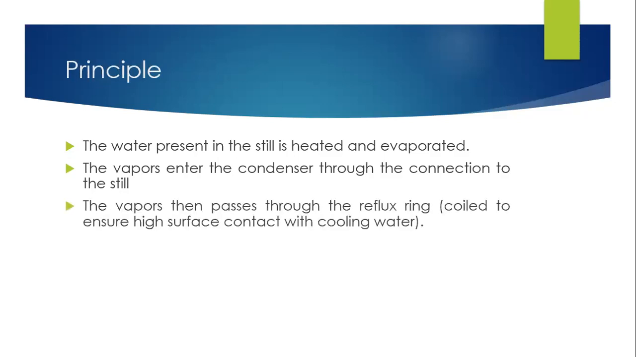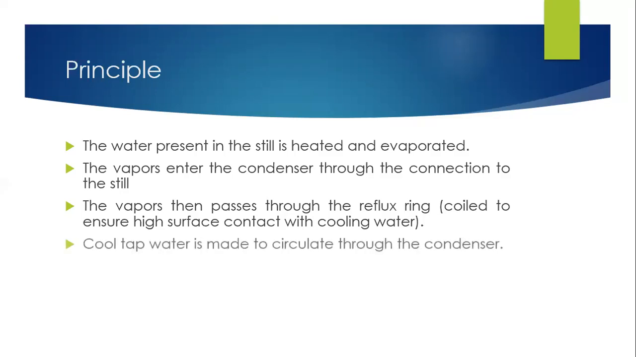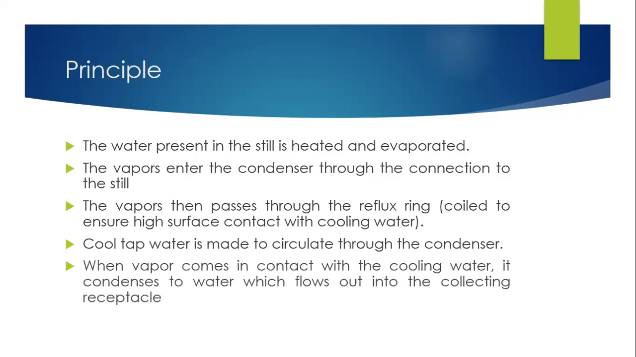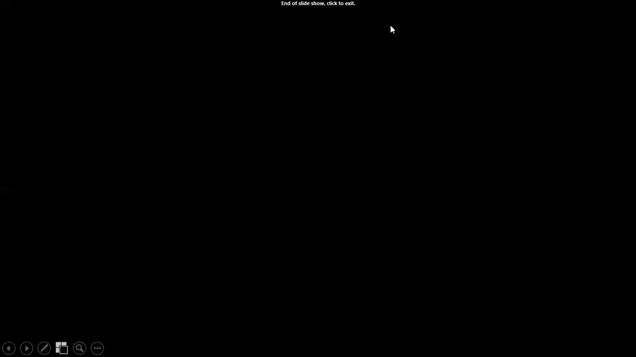The vapor will enter the condenser through the connection to the still. The vapor then passes through the reflux ring, the coiled tubing within the condenser jacket. When this happens, the temperature of the steam will be reduced. As the temperature is reduced, condensation happens. The physical state changes from gas to liquid and we get distilled water, which is collected at the end. So that completes the session.